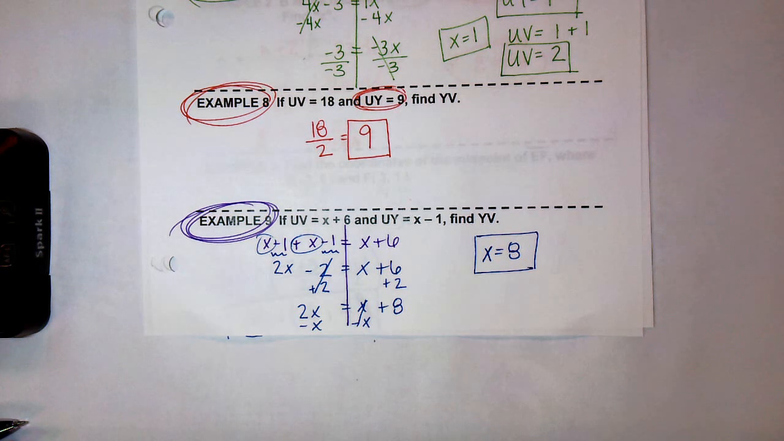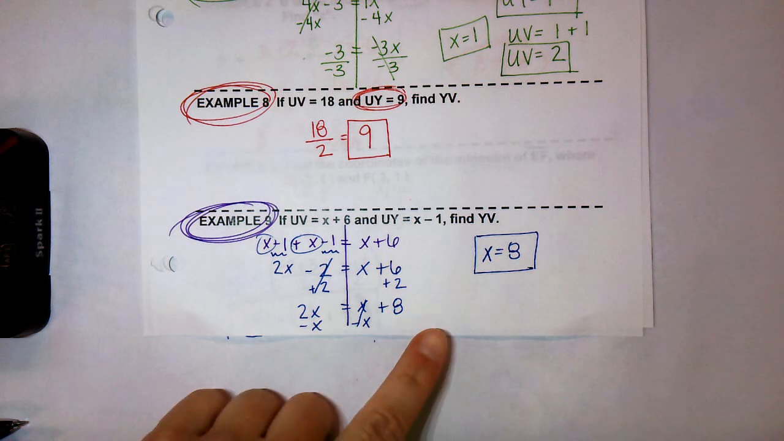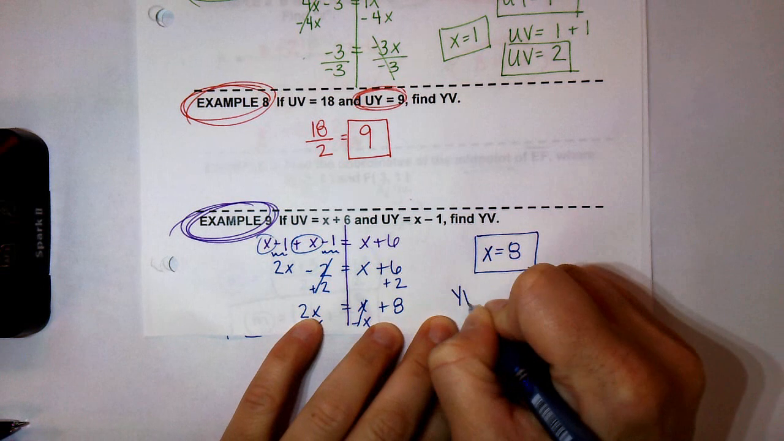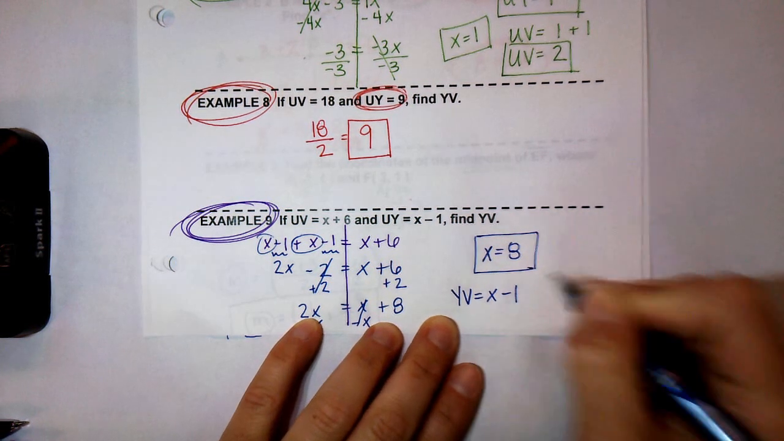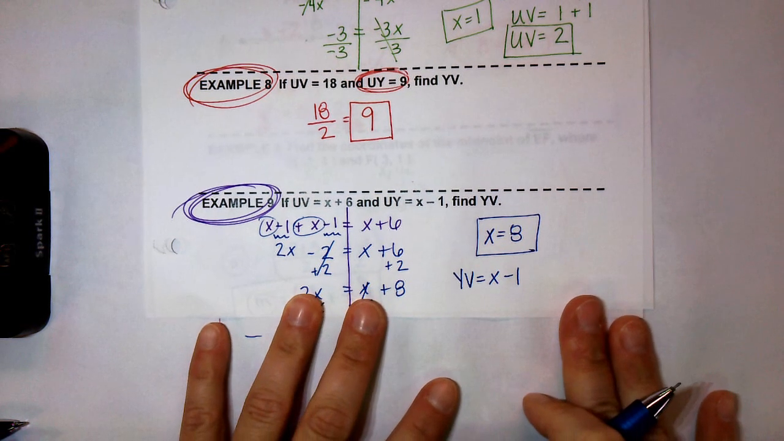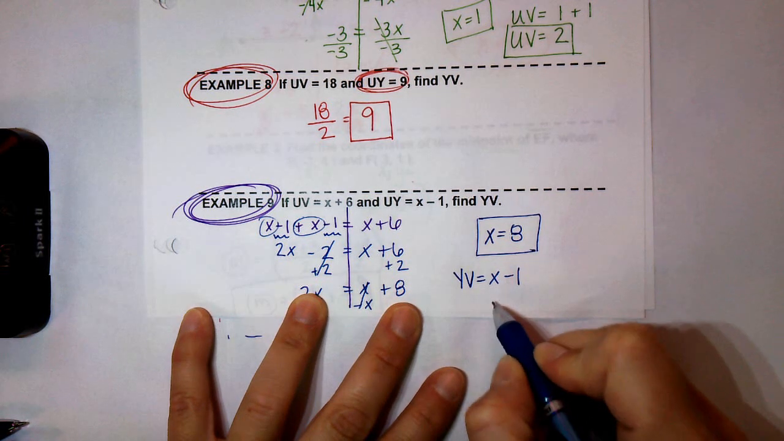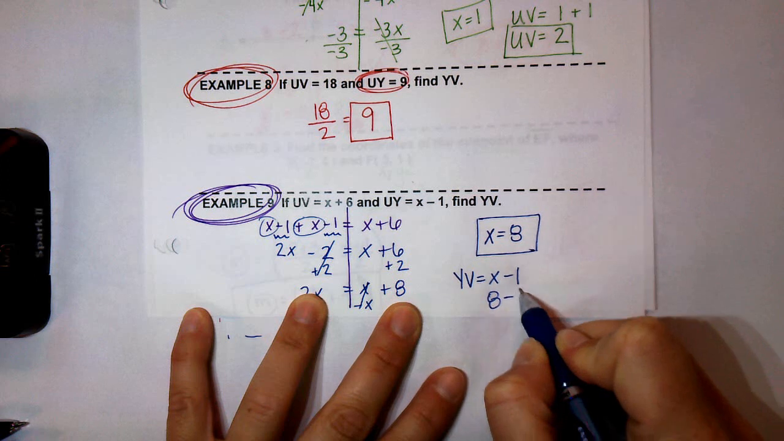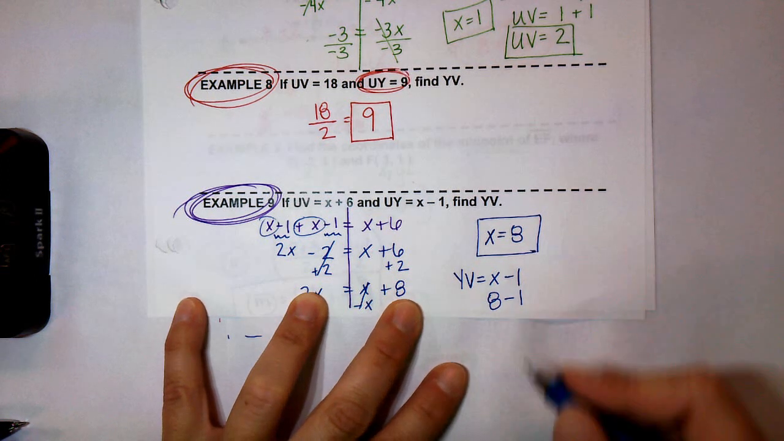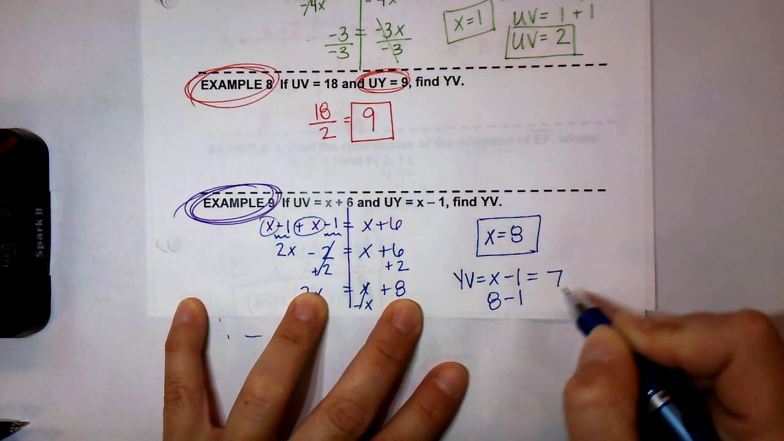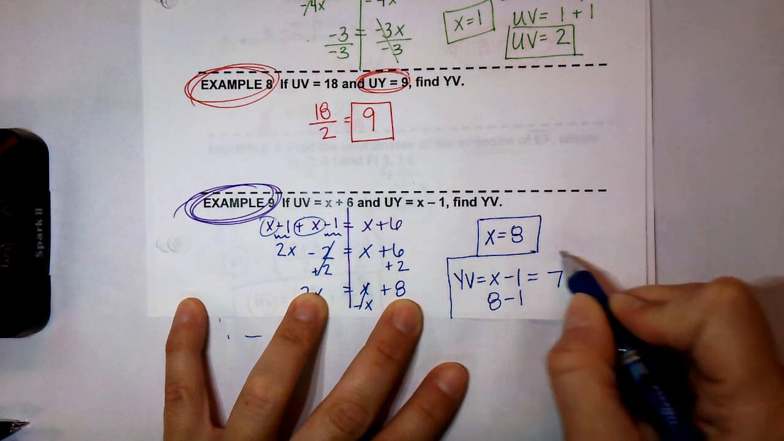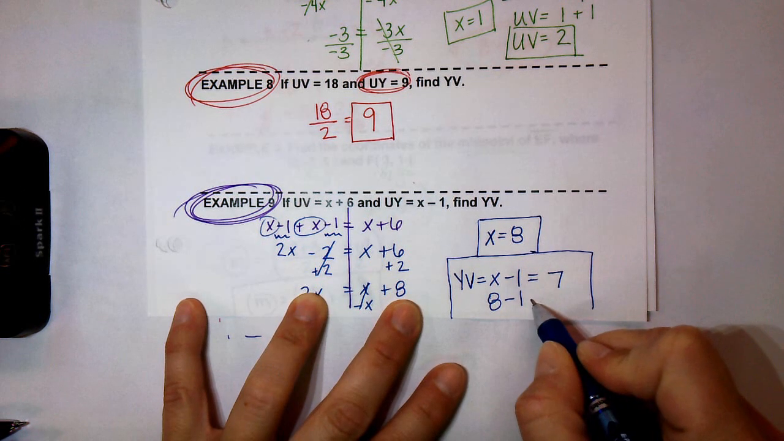They want YV. That is the blank side. So we said YV was x minus 1. Remember? We said it had to be because Y was in the middle. So I'm going to plug in that 8. 8 minus 1 equals 7. So that's the second part of your answer.